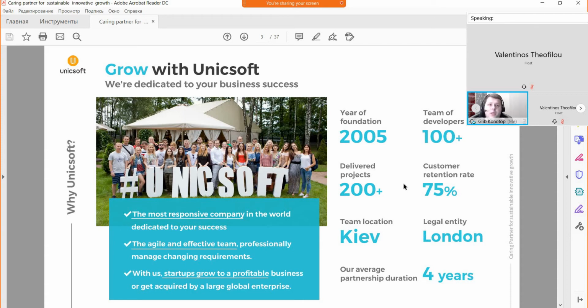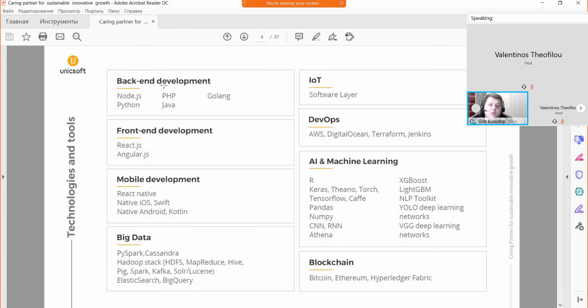We are working mostly with startups and SMEs around the world, mainly Western Europe and Northern America, like Canada, the United States, also the United Kingdom, Germany, and the Netherlands. We have some major clients in Israel as well, in Singapore, in Australia, and other parts of the world. So we are quite a global company, and we have quite vast technical experience, as you can see from this screen.